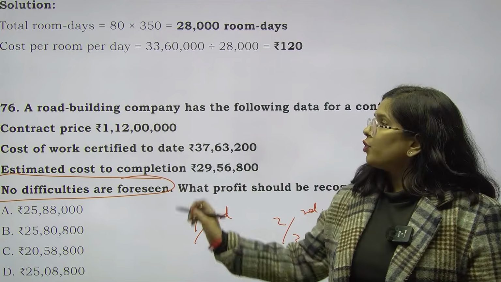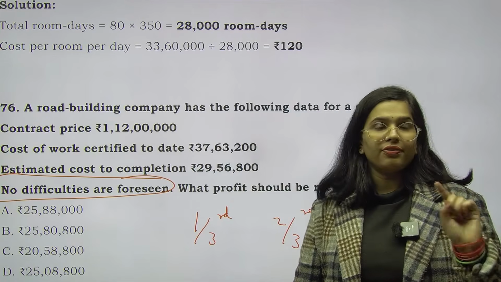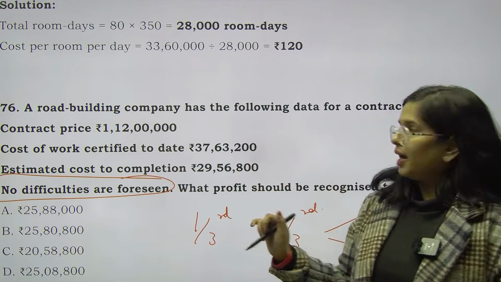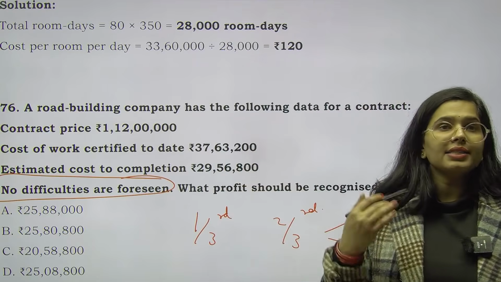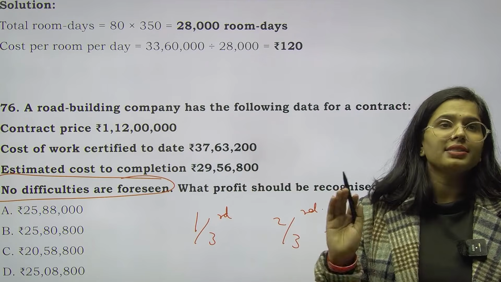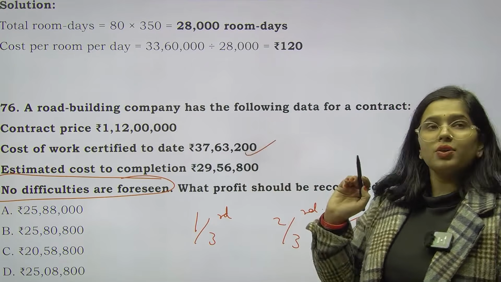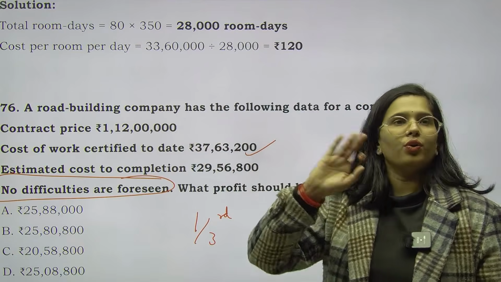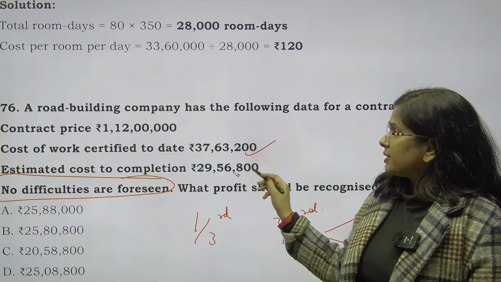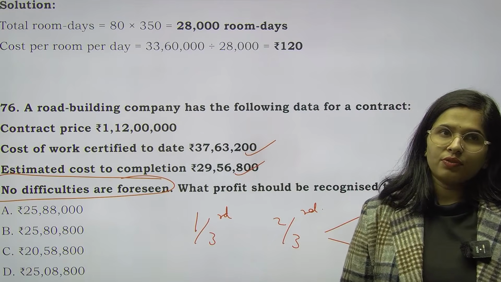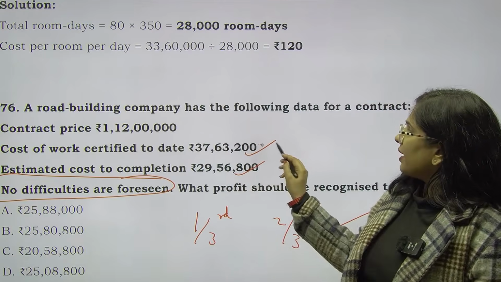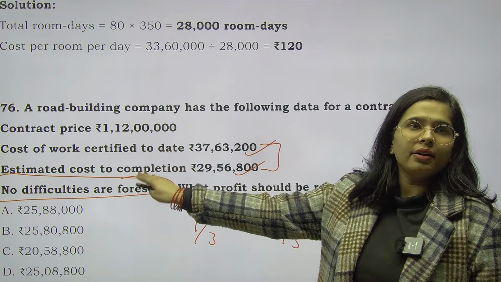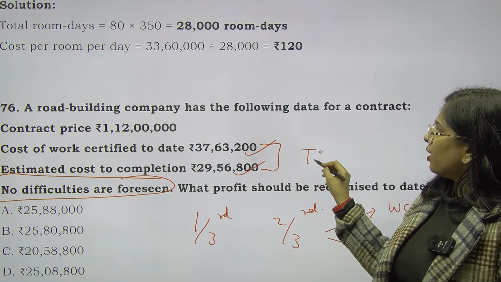Apart from that, you have been provided with the cost of work certified, not the value. Its value has not been told; it has only been told that the work the architect and the surveyor have certified, the cost we have incurred for that is this. What its value is, we don't know. What is the estimated cost to completion? That is 29,56,000. Can I find out the total cost? Yes. Incurred, yet to be incurred. Total cost, I know. This is the contract price.